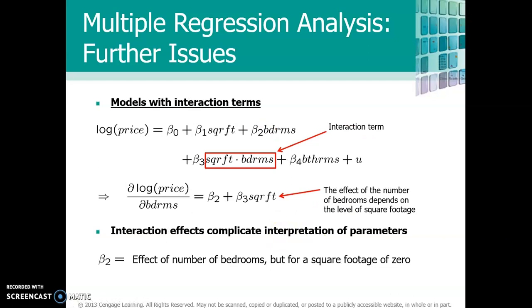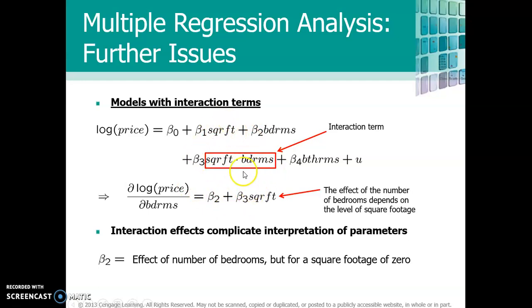All right, lastly, we want to look at models with interactive terms. Sometimes we have an equation whereby the variables enter the model multiplicatively. For example, here we are looking at the housing price vis-a-vis the bedrooms and the square feet. We have square footage multiplied by the number of bedrooms as a multiplicative expression in that function.